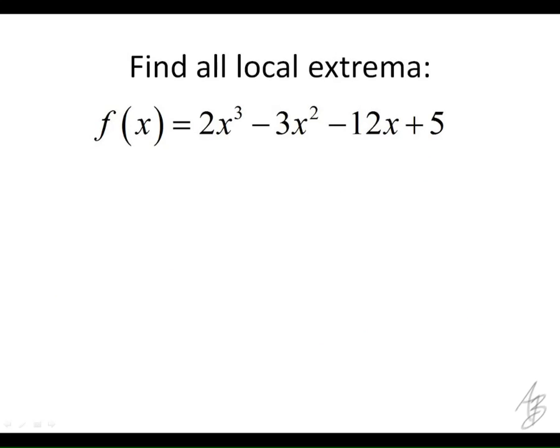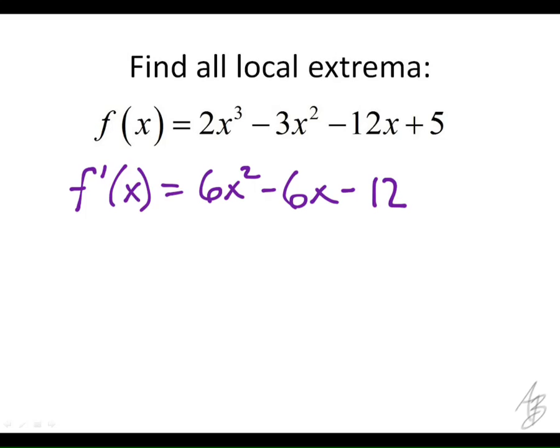This one doesn't look quite as easy. So we want to find all local extrema on this polynomial here. What's the first thing we're going to do? Take the derivative. All right, so the first thing when we want to find extrema is take the derivative. So we get 6x squared minus 6x minus 12. Now what? Okay, we'll set that equal to 0. So we have 6x squared minus 6x minus 12 equals 0. Any ideas how to solve that?